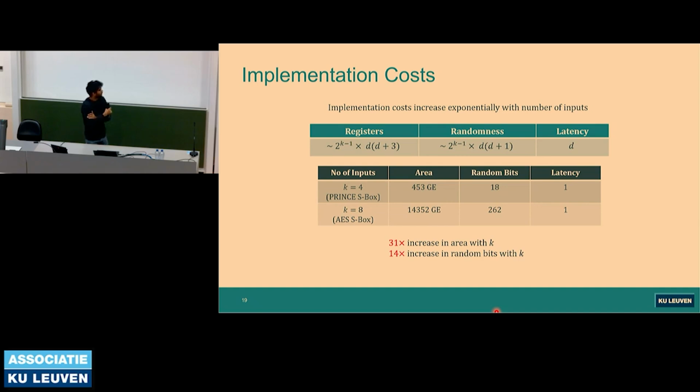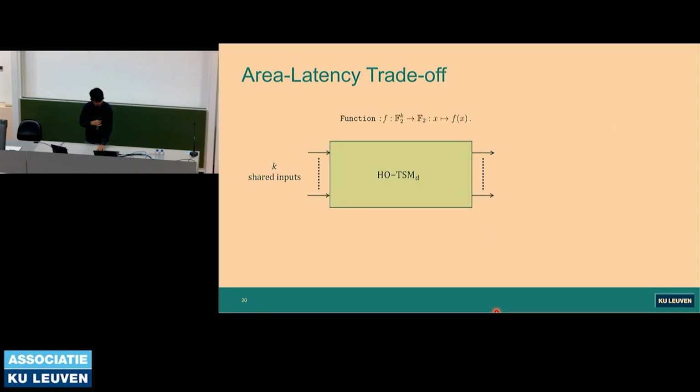So in this paper, we propose a trade-off where we say we increase the latency by 1 cycle, but then we decrease the area and also the randomness from it. So this is how it works. Let's say I have a function, a k input function, and then I first implement it with a HOTSM block, one block, which is a huge block.